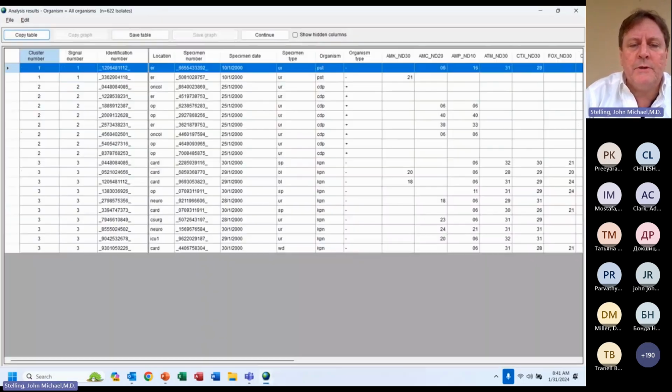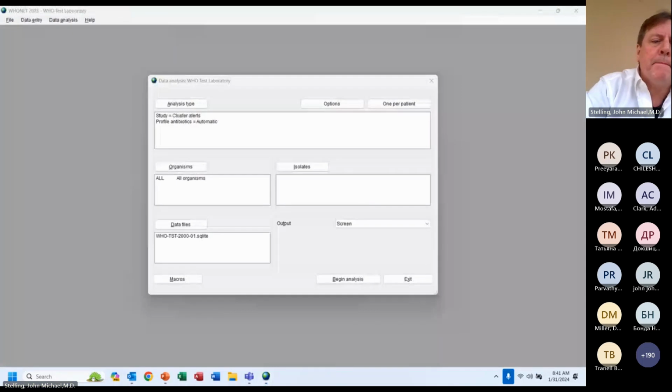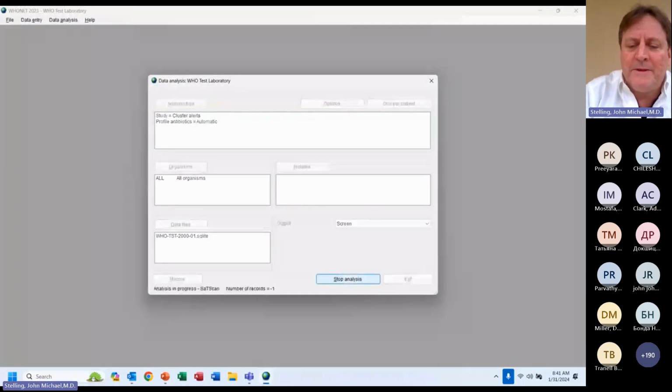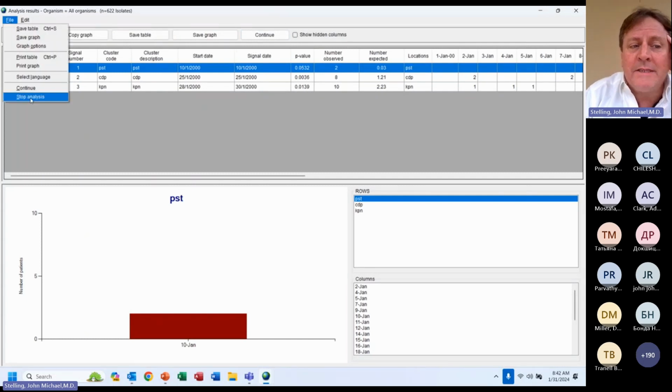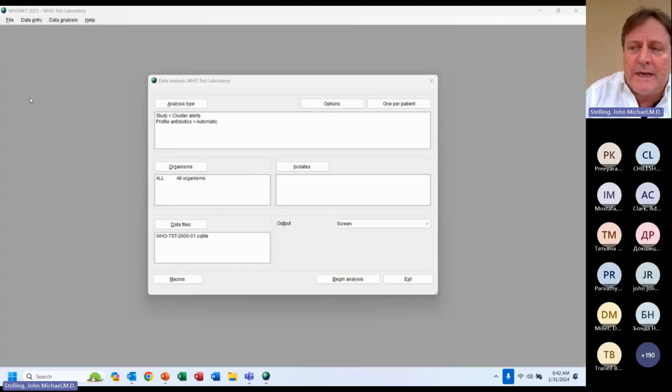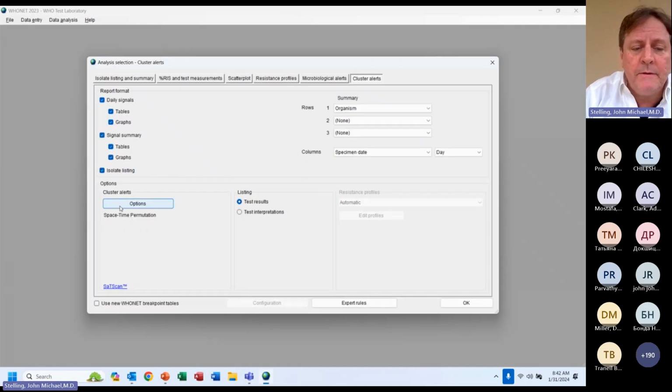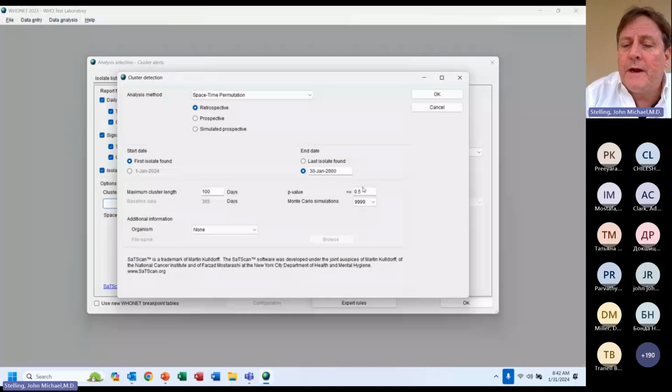Part 1, that's part 2, that's part 3. I'll make a small comment there. Part 1, I clicked on continue. And then I clicked on continue, and I clicked on continue again. If you do not want to click on continue, I can simply click on file, stop analysis. That just stops everything immediately. So you do not have to do continue, continue, continue. I chose a p-value threshold of 0.5.